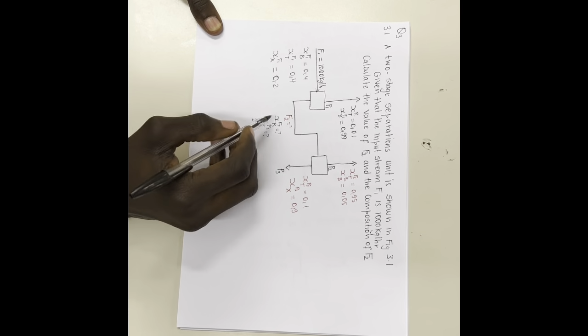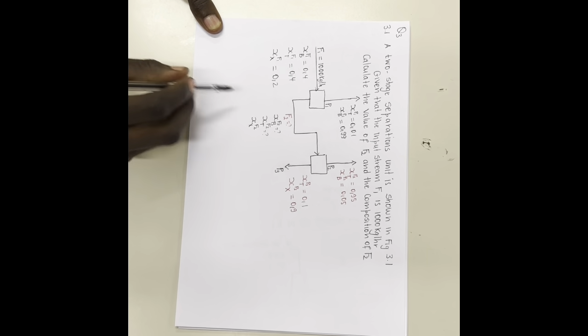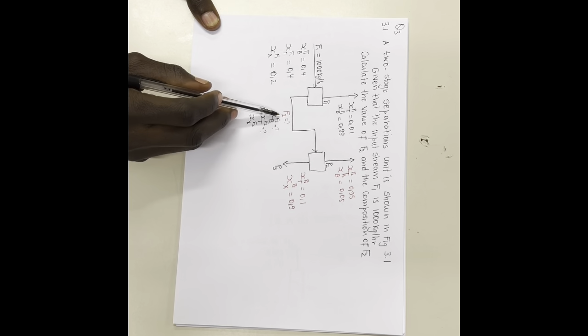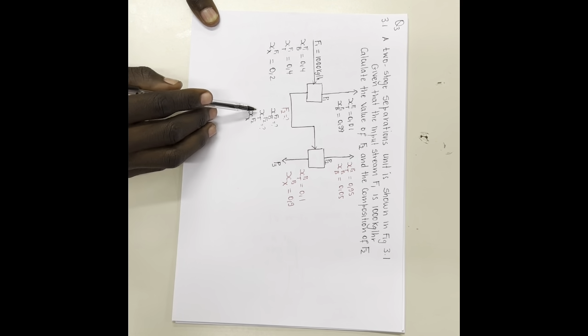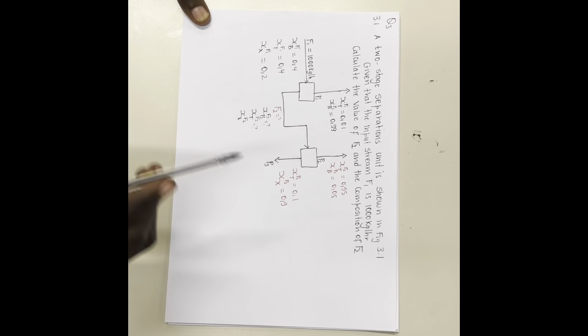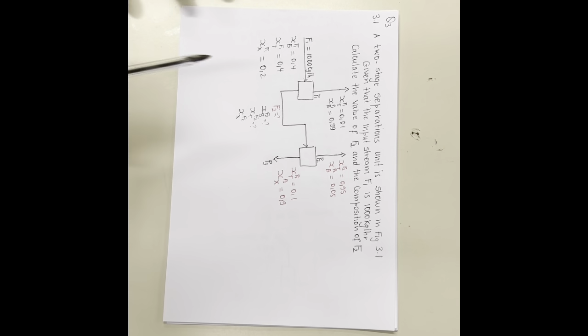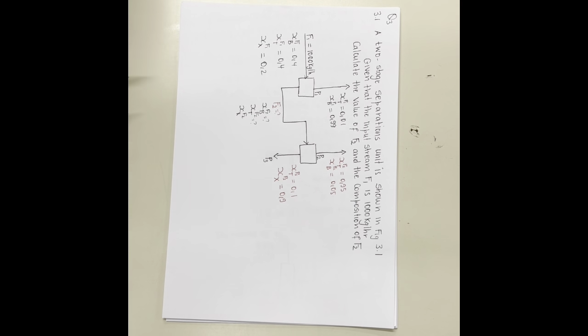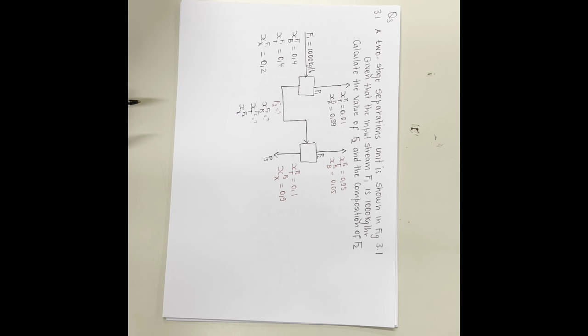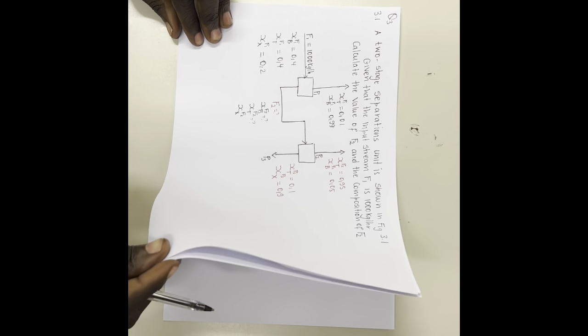Now the question is to find this flow rate. We have to find the flow rate of F2 and the composition of toluene, benzene, and xylene. We also have to find P1, P2, and P3 because we don't know them. So now what should we do? The first thing you will do when you have a question like this is what?